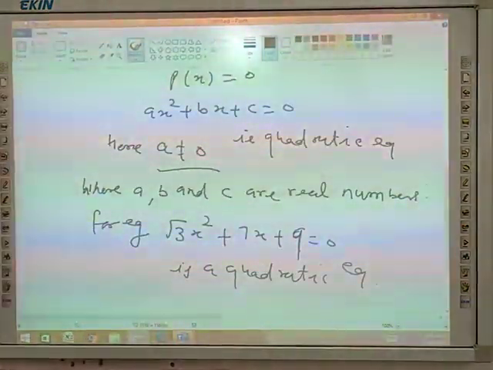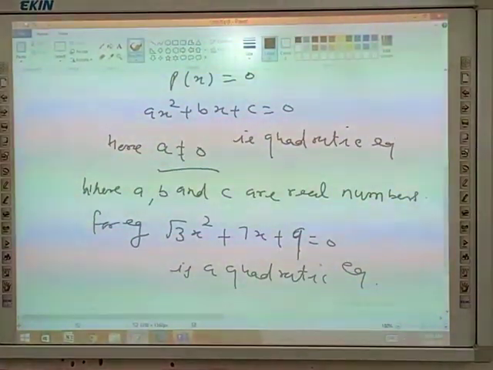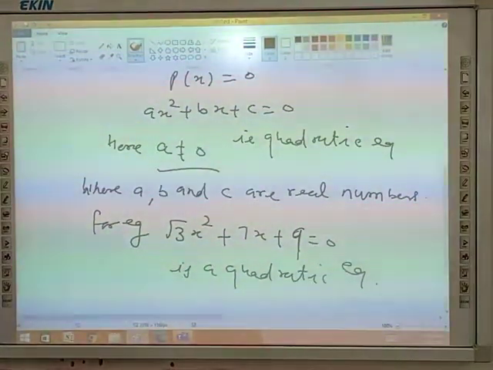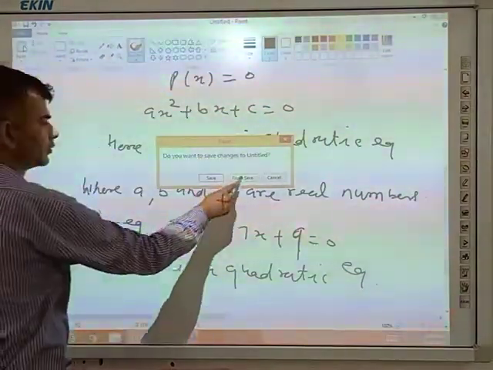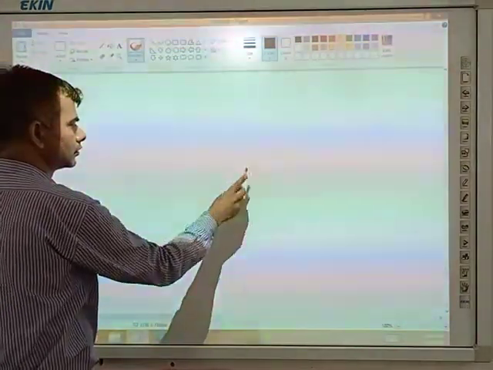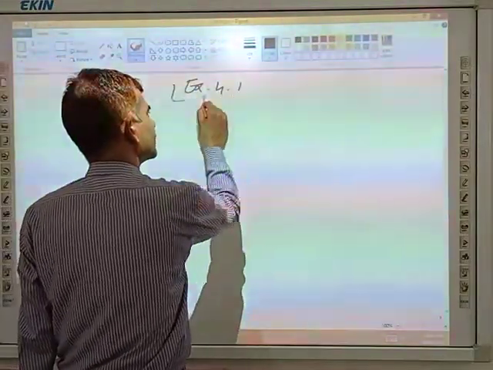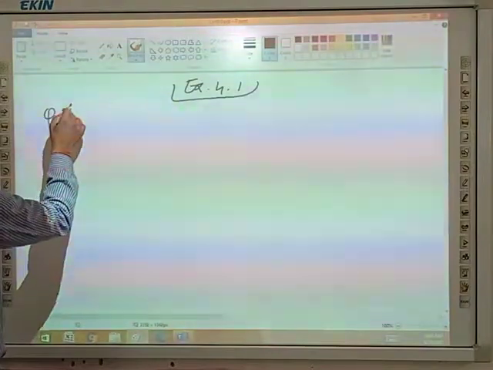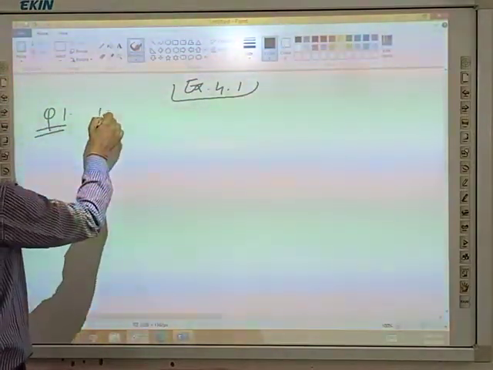Now students, in exercise 4.1, check whether the following are quadratic equations. Have you done it? Exercise 4.1, you have to check whether the given equations are quadratic or not.